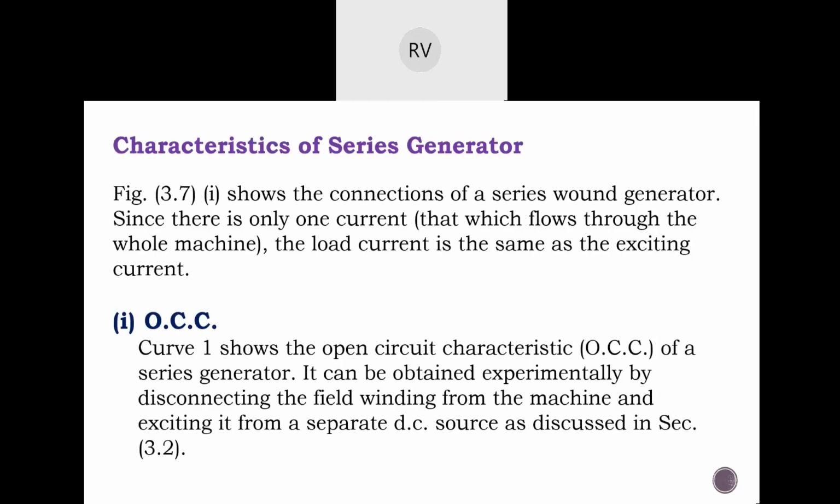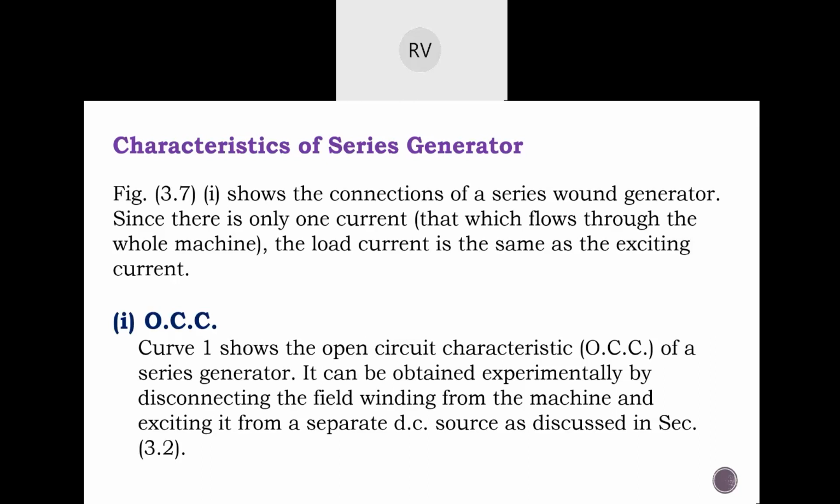Now, we are seeing the different characteristics. So we'll be having mainly three different characteristics, right? The first one is the open circuit characteristics, or the magnetization characteristics, or OCC in short. And again we have internal characteristics as well as the external characteristics of a machine. Alright, so first thing is OCC.